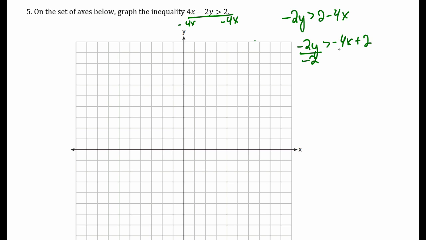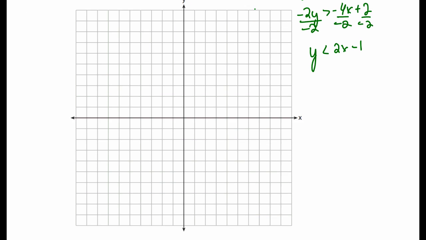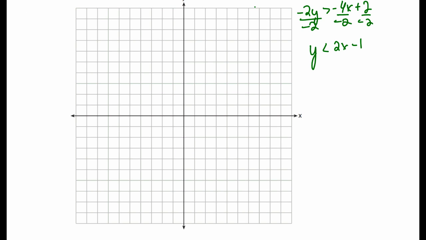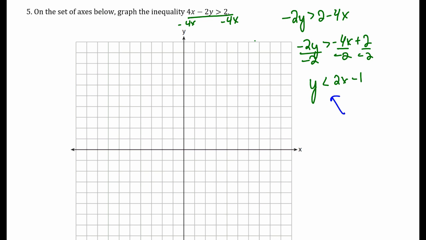Divide by -2. And I'm currently dividing by a negative number in an inequality, so that warning light is going off in my head. Warning, warning, warning, that I need to flip the sign. I get y is less than 2x minus 1. So I need to graph the solution set of this inequality. I notice that there's no equal to, so I know I need a dashed line, because that border line is not in the solution set.